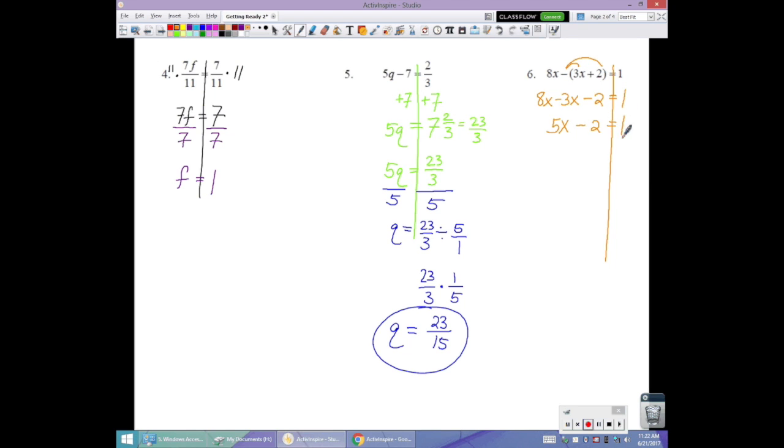Add 2 to both sides. We have 5x equal to 3. And to eliminate the 5, you divide both sides by 5, leaving either 3/5 or 0.6.